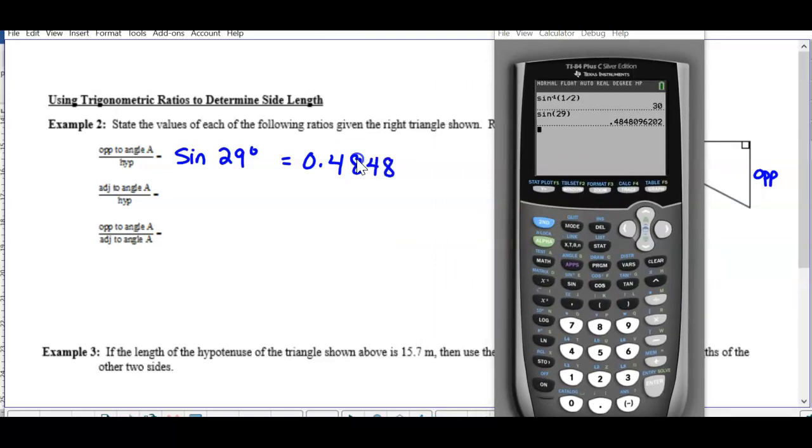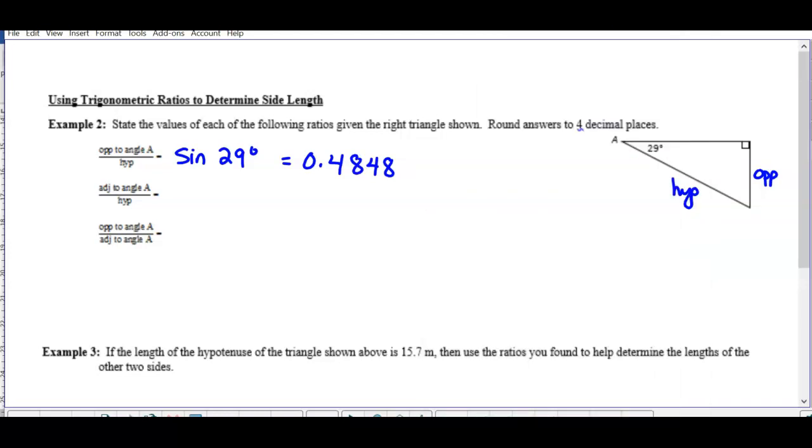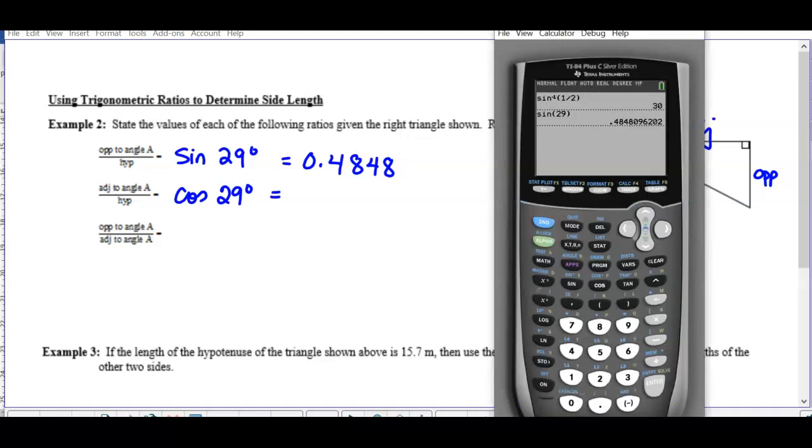Then adjacent to angle A would be here, and adjacent over hypotenuse is cosine. So cos of 29 is 0.8746. And then opposite over adjacent is tan of 29. So tan of 29 is 0.5543.